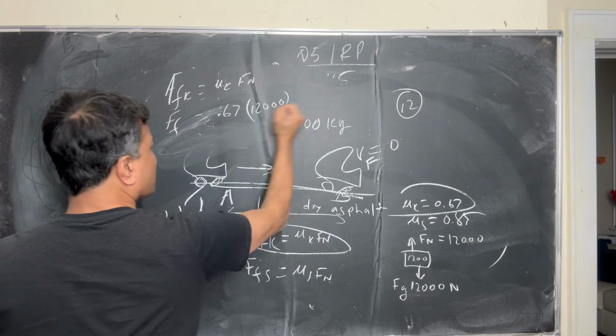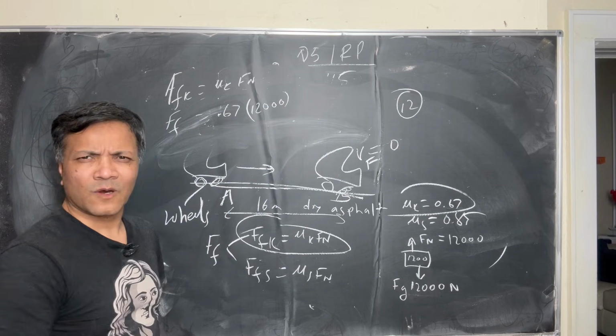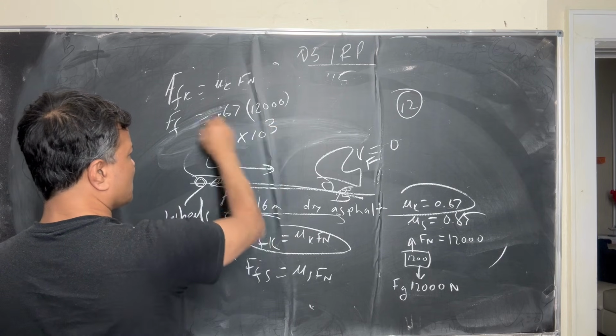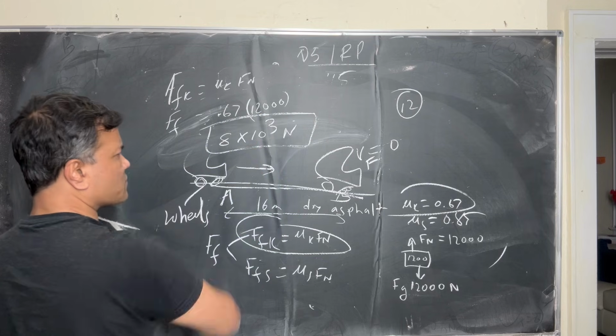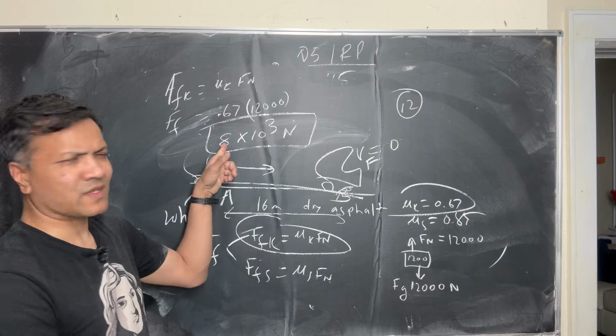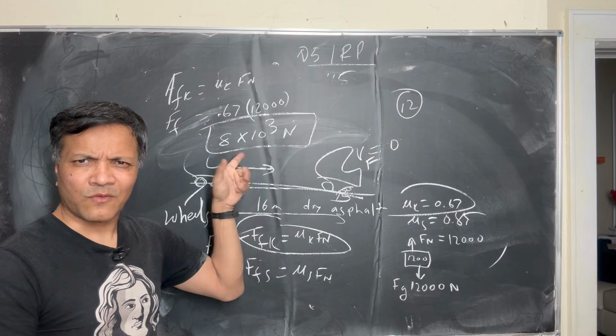Okay, I asked you to give me one sig fig. So 8 times 10 raised to 3 Newton. I asked you to give me sig fig, so this is one sig fig. Follow the direction.